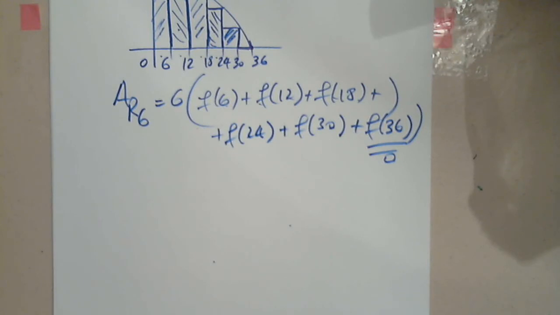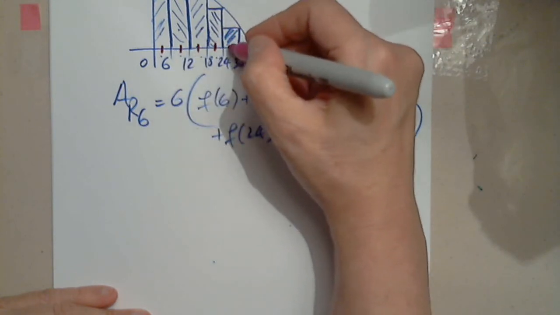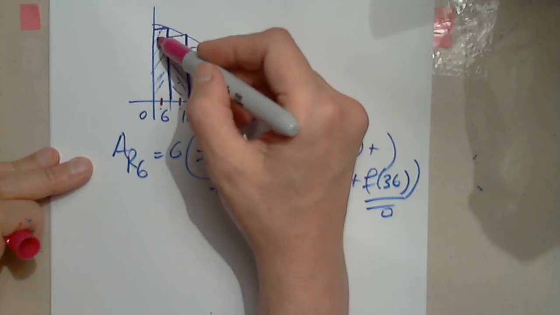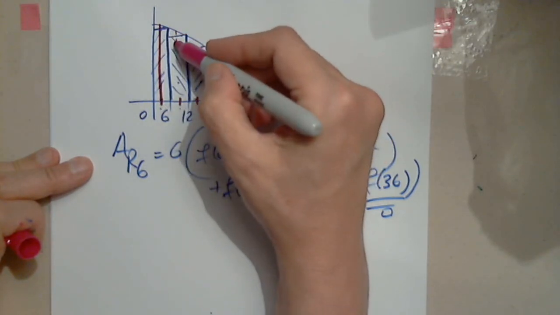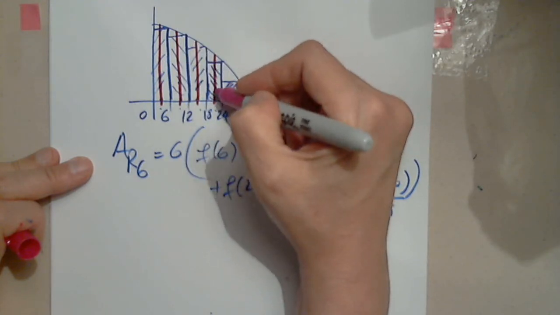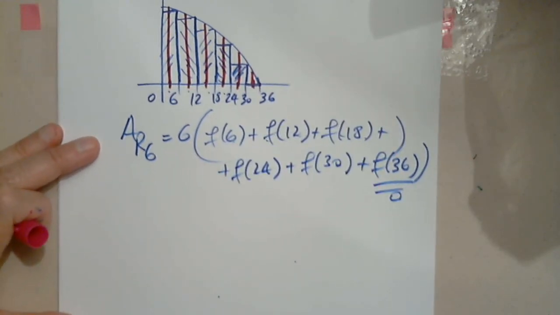And then the midpoint. For the midpoint, you have to estimate the height here, and here, and here, here, here, and here. And determine this height, this height, this height. Difficult, because it's difficult to estimate those numbers.